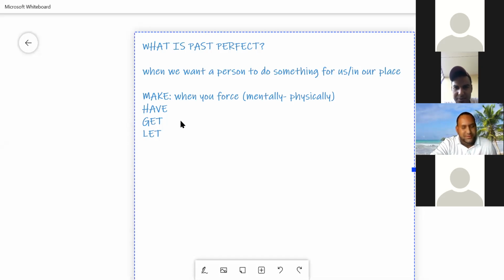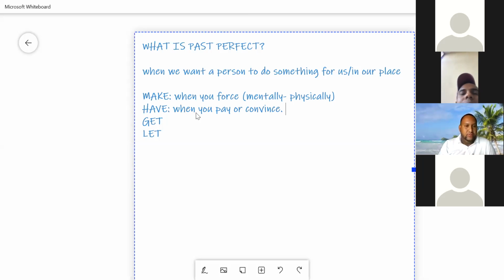Then we have the verb have. So when do you use have? Well, you use have when you pay or convince. For example, I don't know if you have heard these people who say, I painted my house, but they don't know how to paint. They paid a person to paint the house, right? So that's when you use have. So I had Alberto paint my house. I had Jordan do my homework.